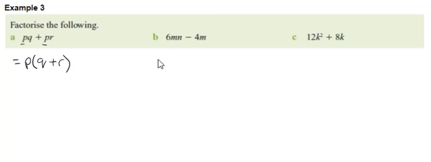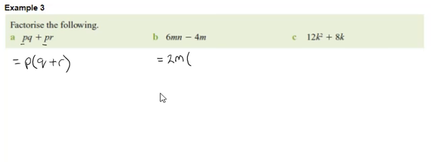The next one you might notice, well, we've got some M's which are common, so they're going to come out, and we've also got some numbers which will be common because we have a 6 and a 4, and there must be a common number that divides into 6 and 4, and that is of course 2. So I'm going to put a 2 out the front. I'm also going to put an M out the front.